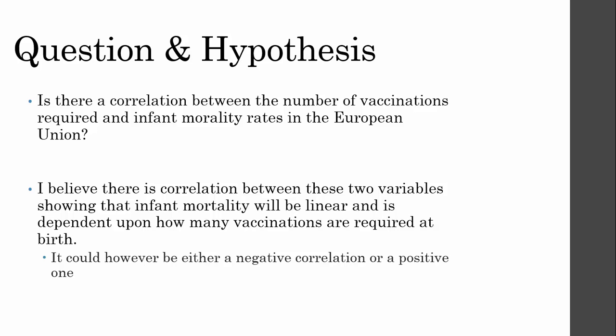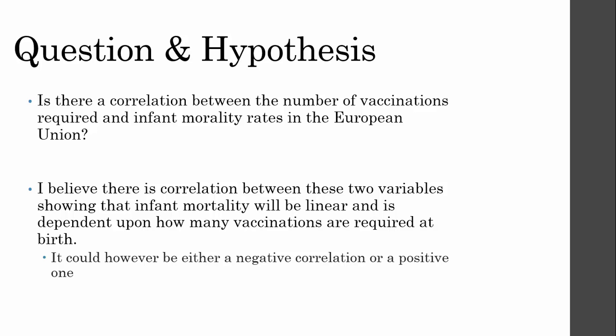So my question was, is there a correlation between the number of vaccinations required and the infant mortality rates in the European Union? And my hypothesis was, I believe that there is a correlation between these two variables, showing that infant mortality rate will be linear and is dependent upon how many vaccinations are required at birth. It could, however, be either a negative correlation or a positive correlation.